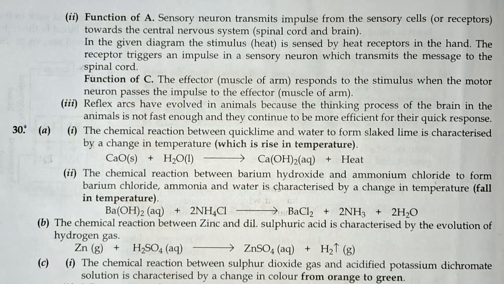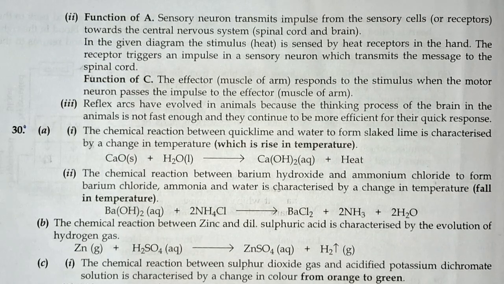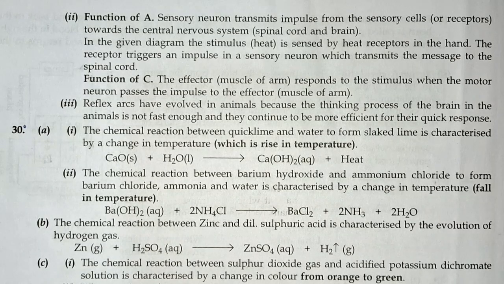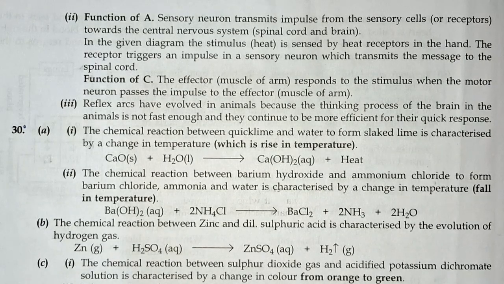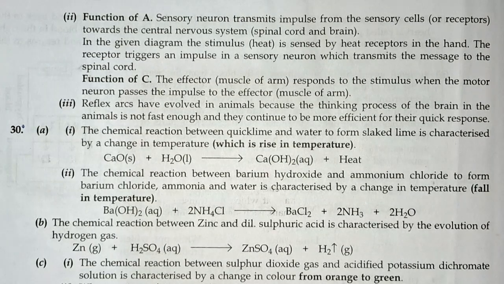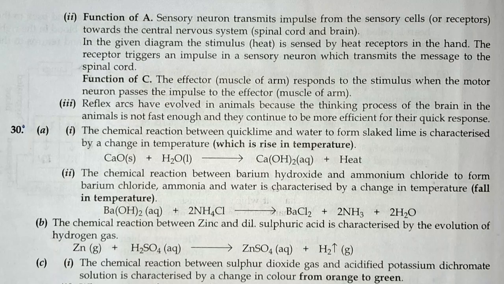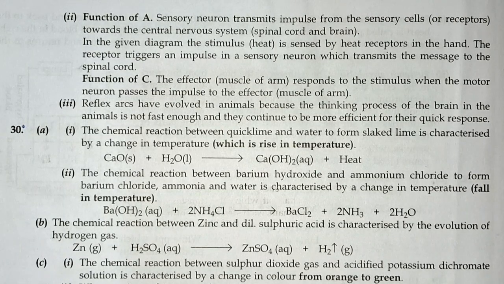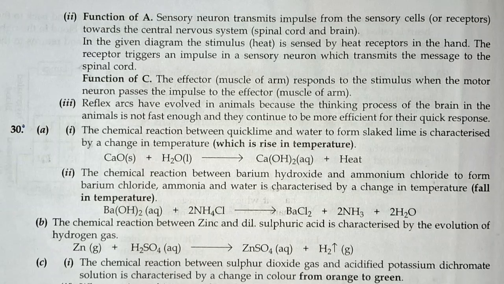Function of C: the effector muscle of arm responds to the stimulus when the motor neuron passes the impulses to the effector muscle of arm. Third, reflex arcs have evolved in animals because the thinking process of the brain in the animals is not fast enough, and they continue to be more efficient for their quick response.